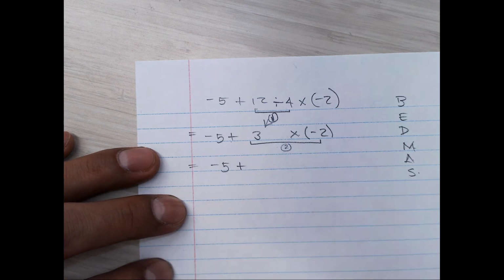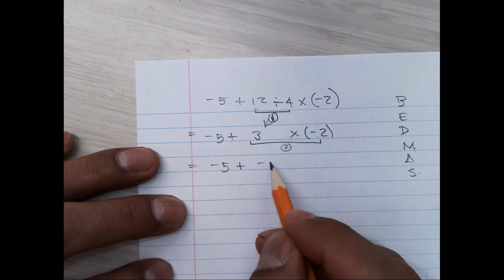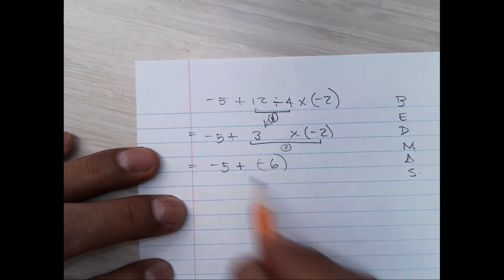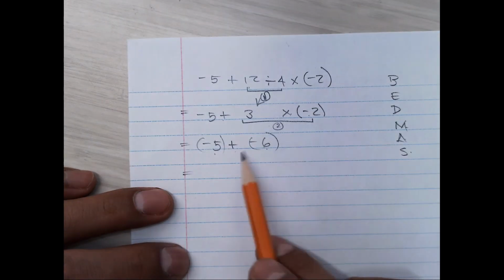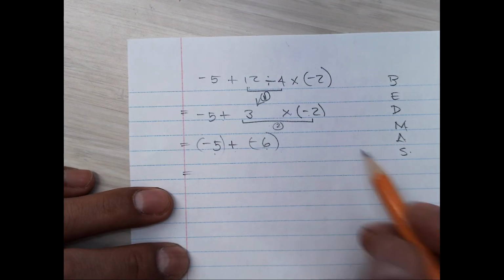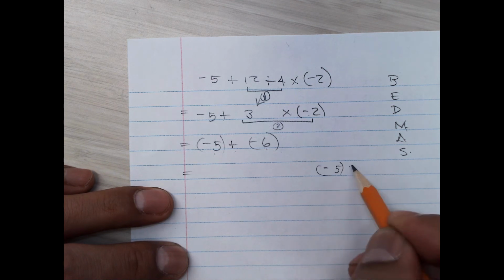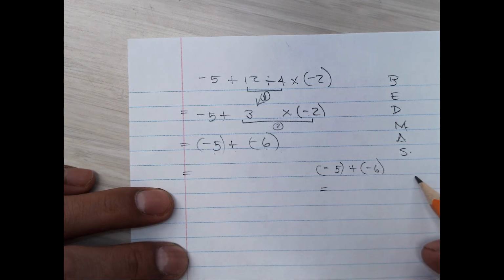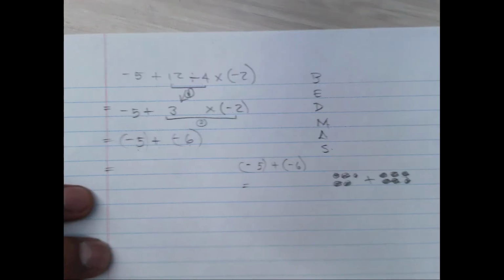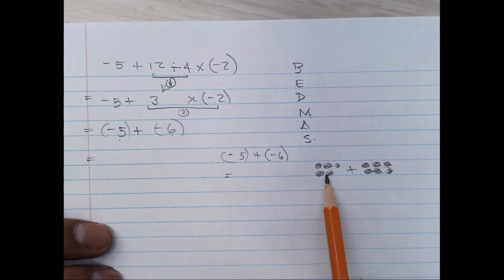Okay? 3 times negative 2 is, I think, negative 6. Okay? So now I have a negative 5 plus a negative 6. So again, if you're reviewing grade 7 math and you're adding integers, negative 5 plus negative 6 would look like this. If I was to model this with chips, it would look like this. 5 negatives plus 6 negatives. Well, these are all negatives. There's my 5 negatives. There's my 6 negatives. I'm adding them up.